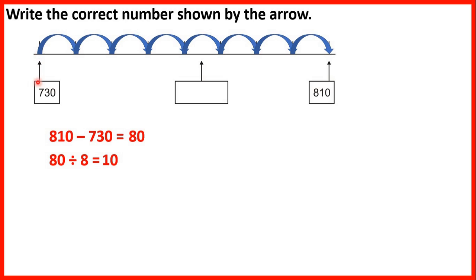So we have 730, 740, 750, 760, and then we can write the remaining numbers on our number line as well. So now we can see that the arrow is pointing right in the middle of 770 and 780. So that means we have 775.